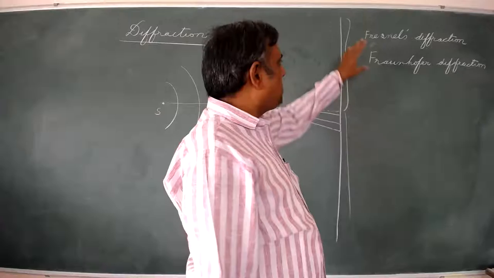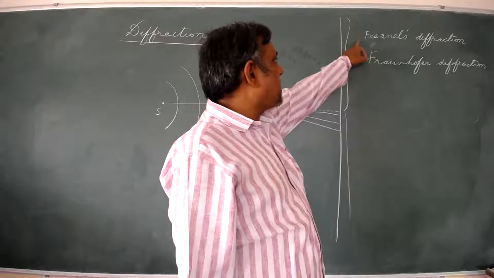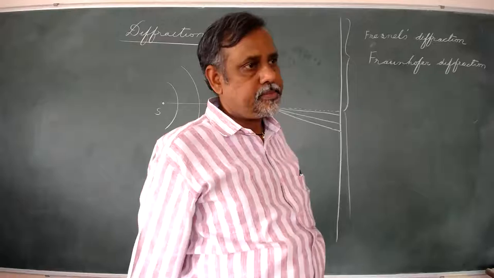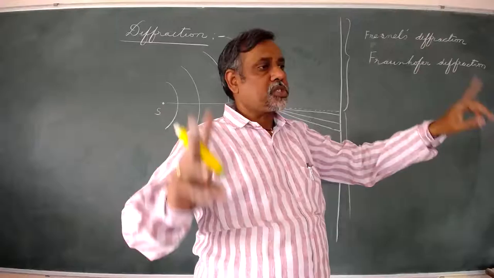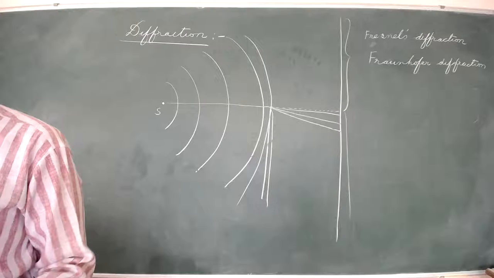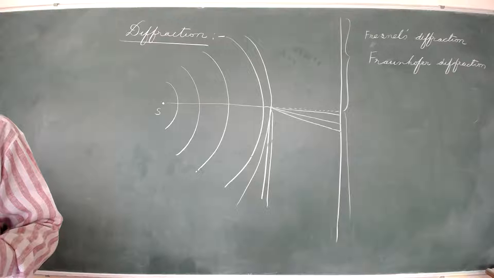What is the main difference between Fresnel's diffraction and Fraunhofer's diffraction? In the case of Fresnel's diffraction, the source, the screen and the slit, all three things are very close to each other. But in Fraunhofer's diffraction, the source and the screen are both very far away from the slit, at larger distances. Usually, the light coming from the stars or the sun undergoes Fraunhofer's diffraction.